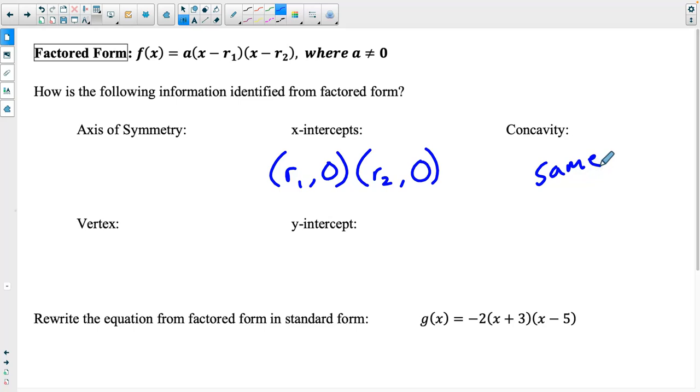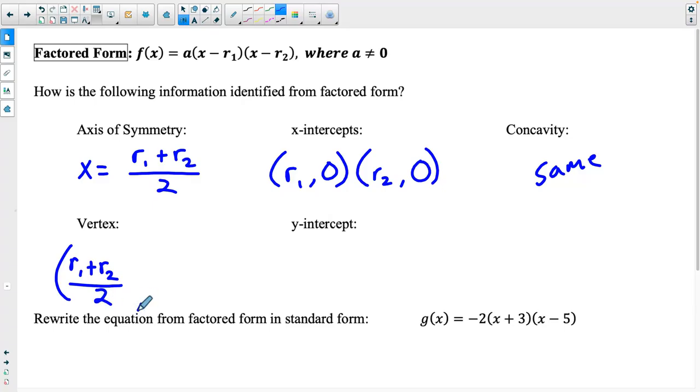What about the axis of symmetry? You know that one, potentially, with what we got? Yeah? It's in the middle of R1 and R2. So to write that, I would put down that x equals R1 plus R2 divided by 2. And so our vertex and our axis of symmetry have the same x-coordinate, so I can write it like this.